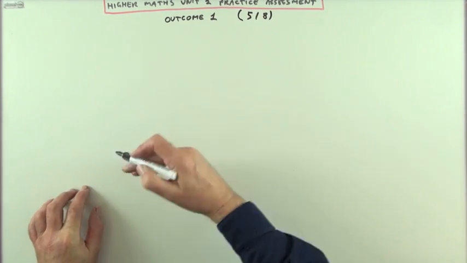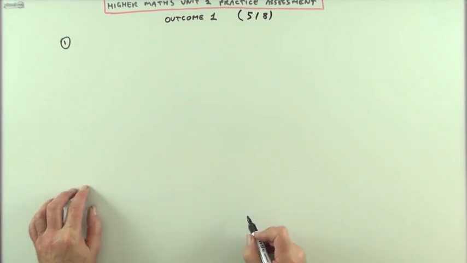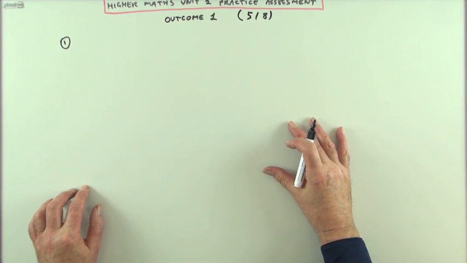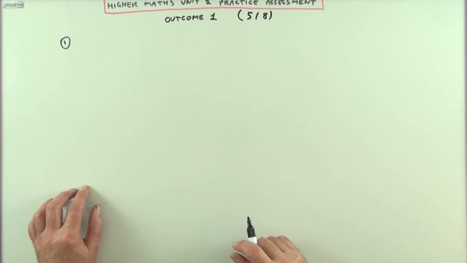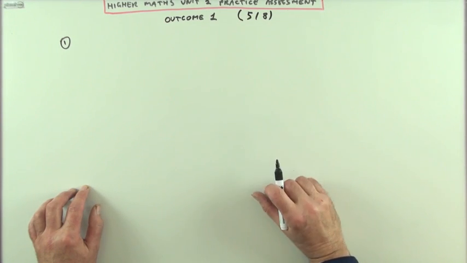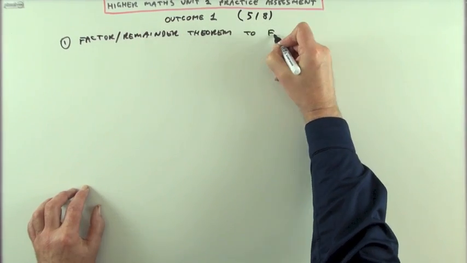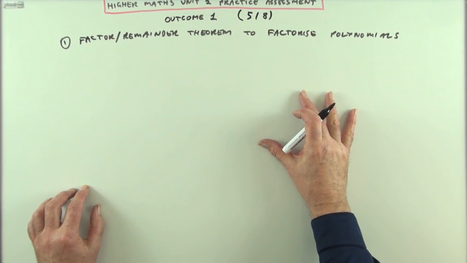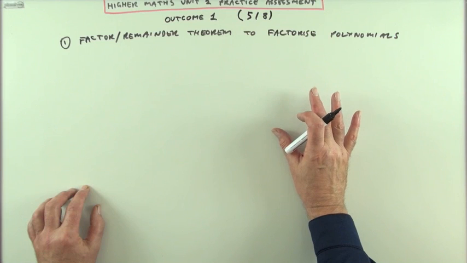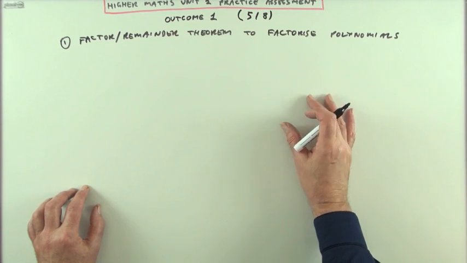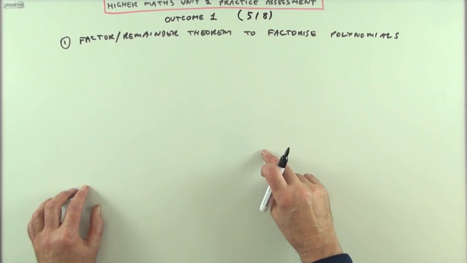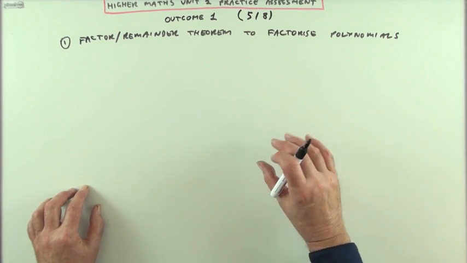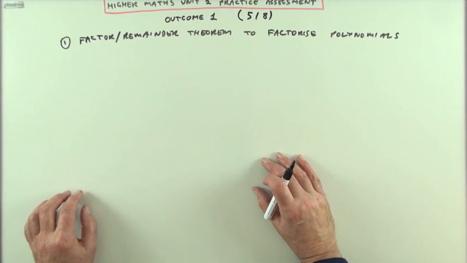Now, there are 2 questions in Outcome 1. The first question is to do with the factor remainder theorem and its use in factorising polynomials. Although here, it'll be a fairly simple polynomial. It'll be a polynomial of degree 3, highest power will be 3, and the coefficient of that first term will just be a 1. The proper term for that is a monic polynomial.